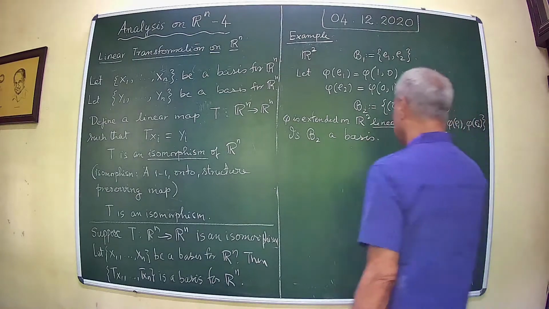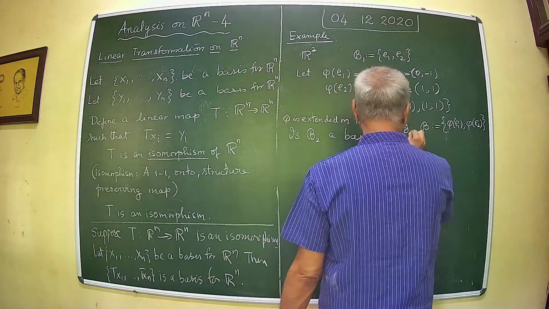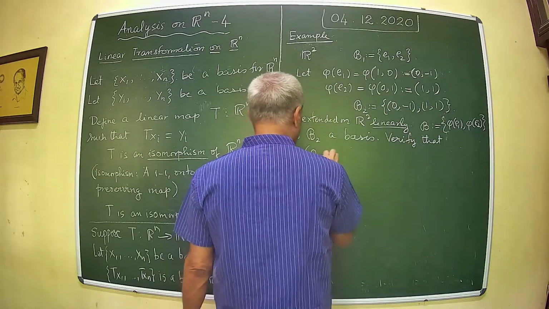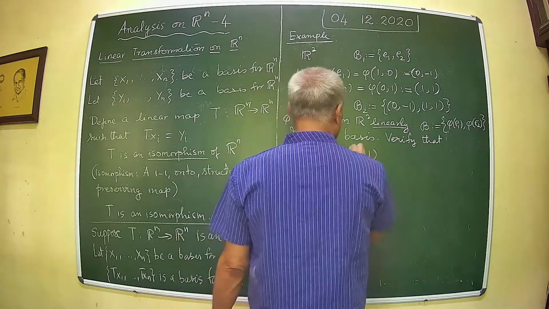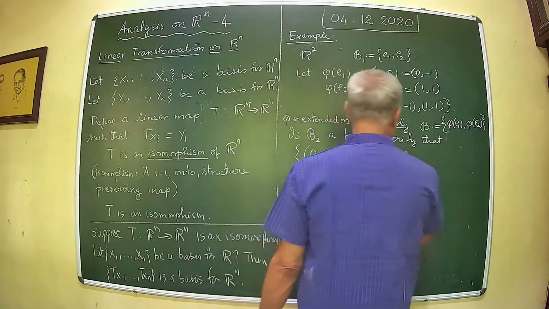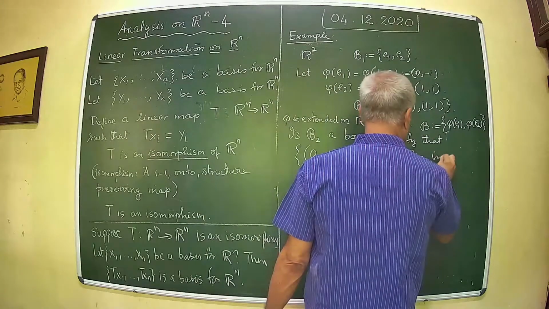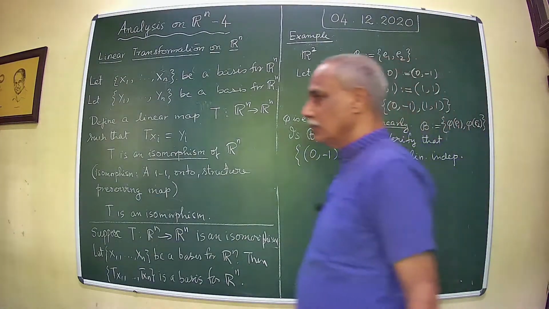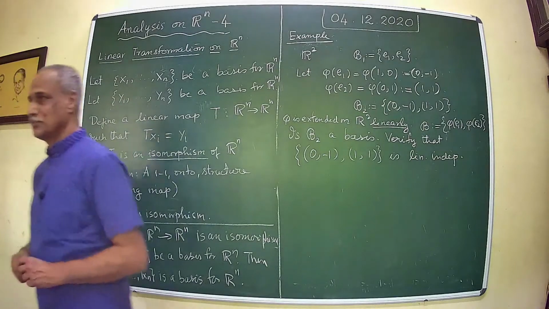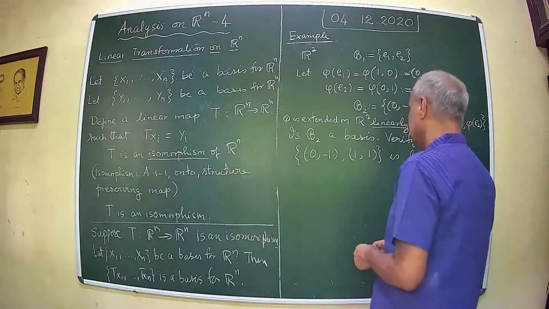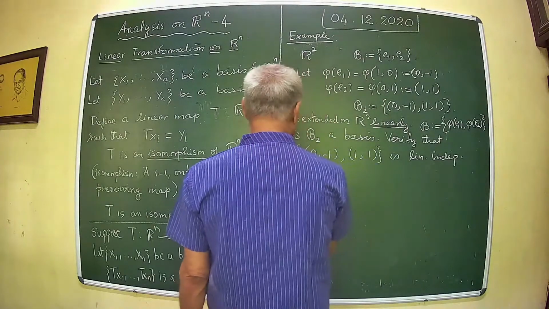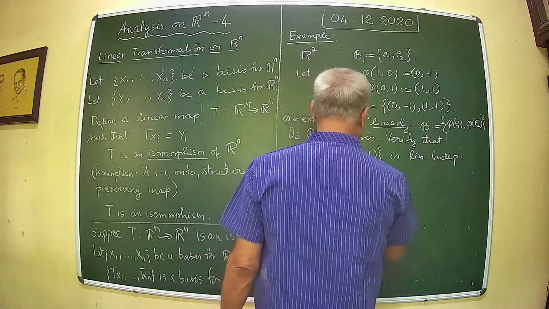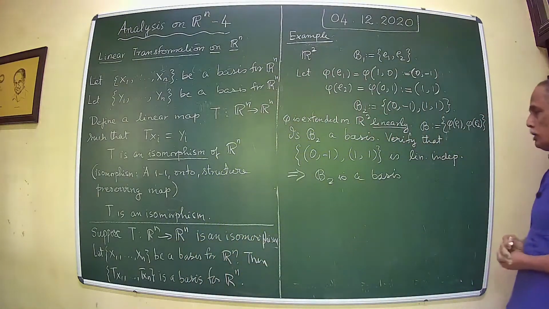That's quite easy to verify that they are independent, and therefore it forms a basis for R. Okay, therefore B2 is a basis. Now let me call this a coordinate system.